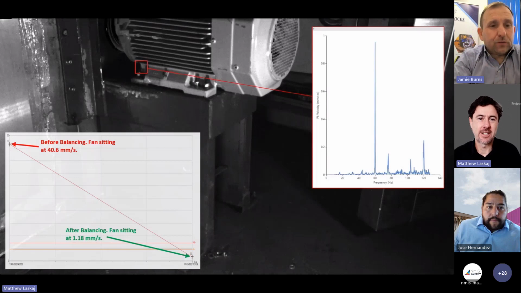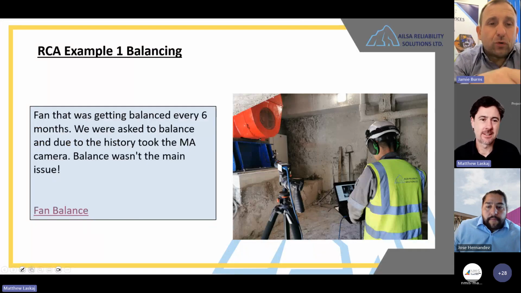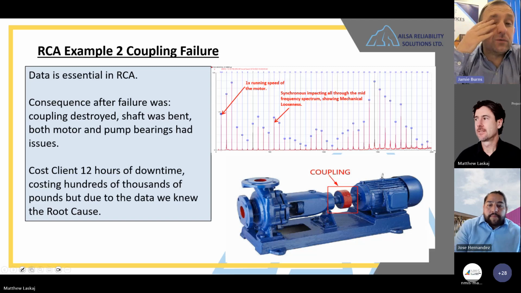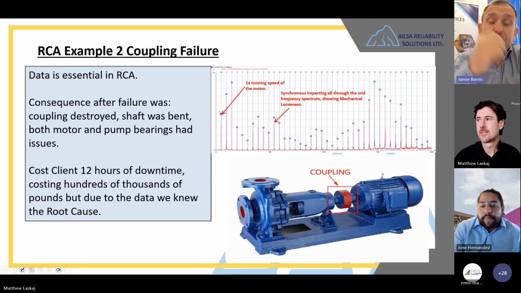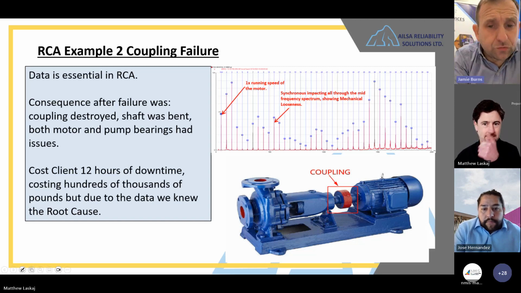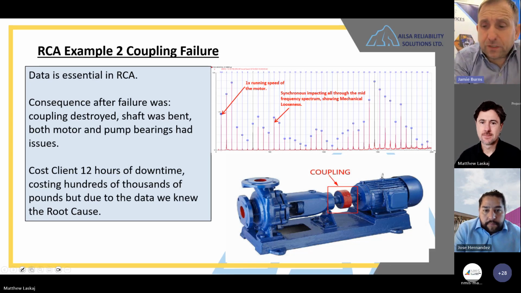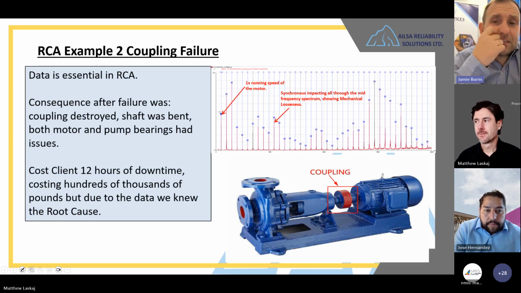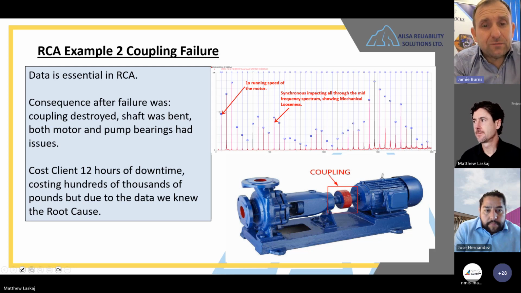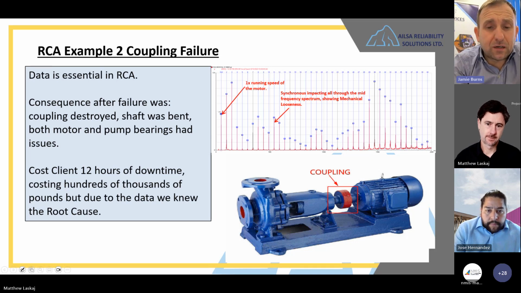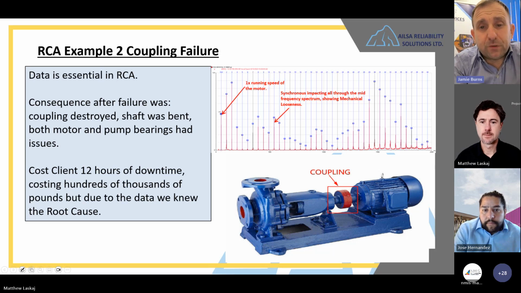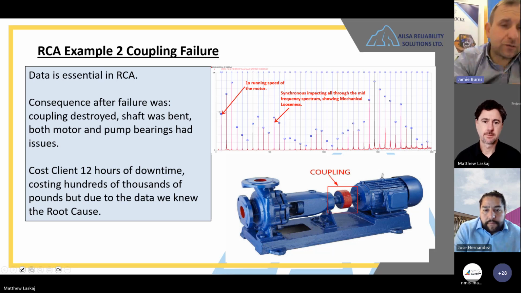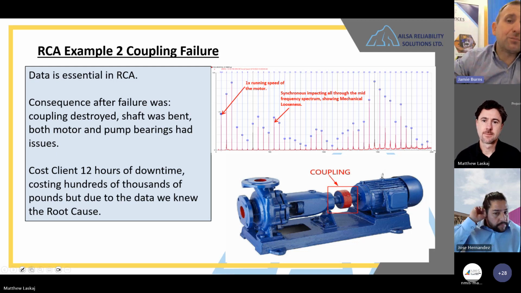All right, you got another example, the second one, I think? If you go on to the next one, the coupling failure, because this for me is a great example of using data. This one doesn't have a video or anything like that, but it's a great example of if you gather data in advance, when something fails, you get a better idea of getting to the root cause of it. So this was a pump, and what had happened was the pump failed. I'll go to the start of the process in a minute.